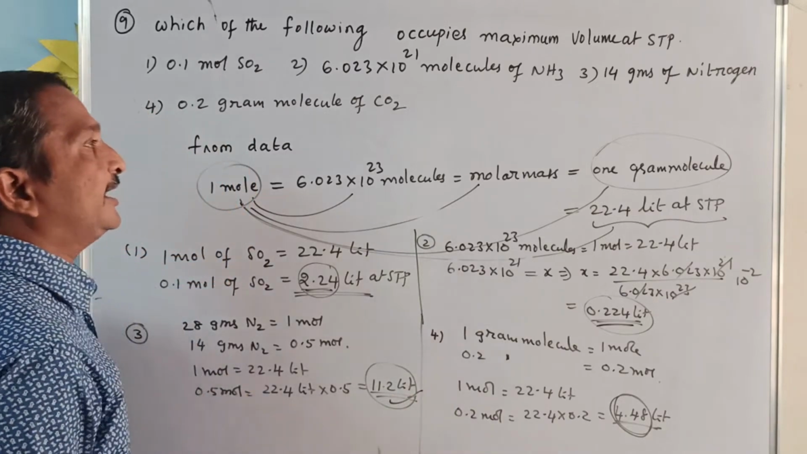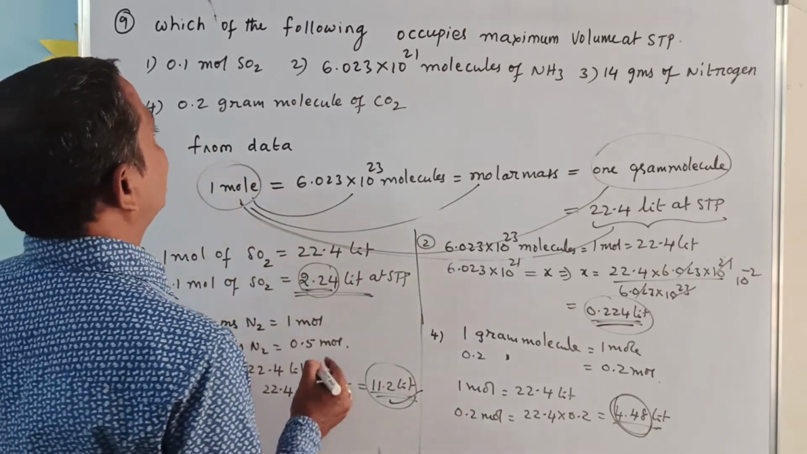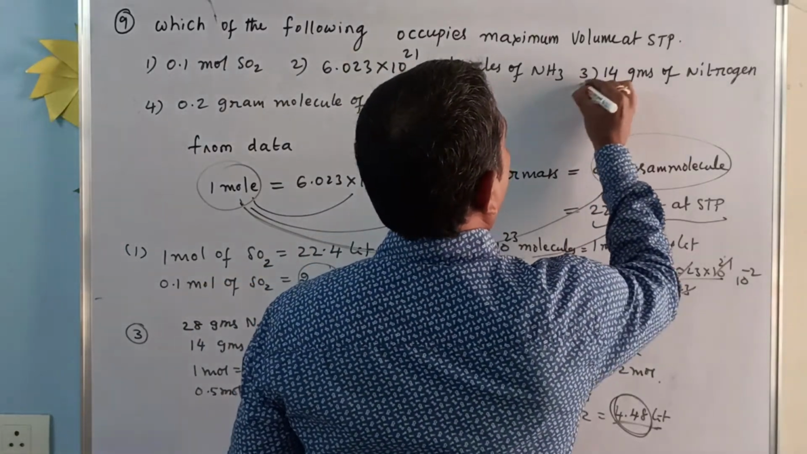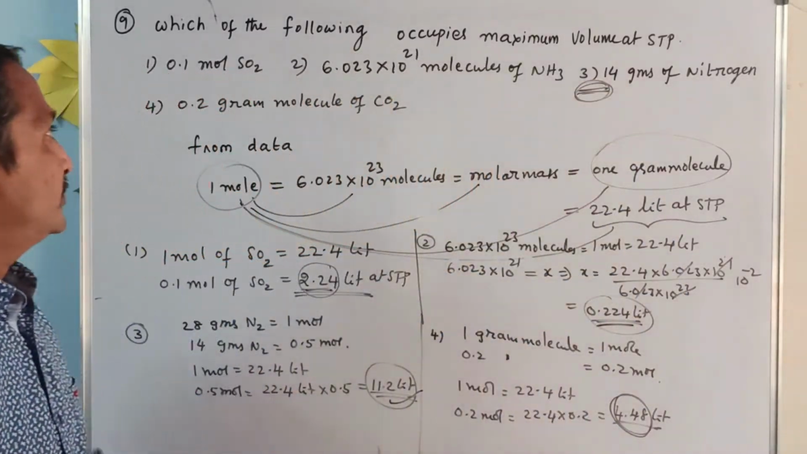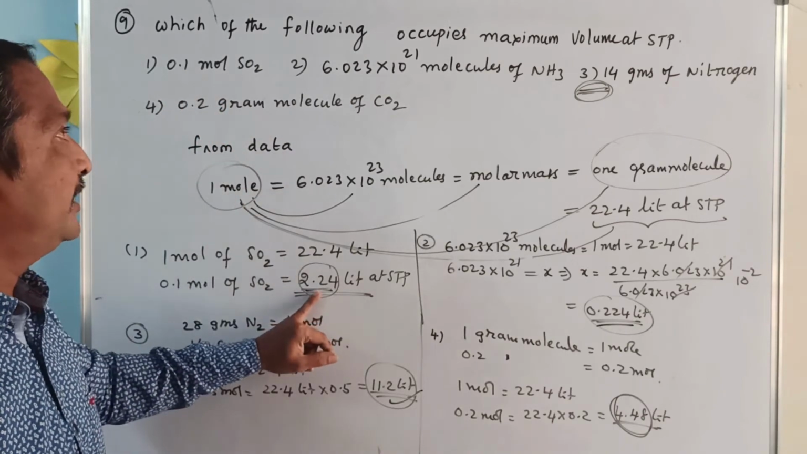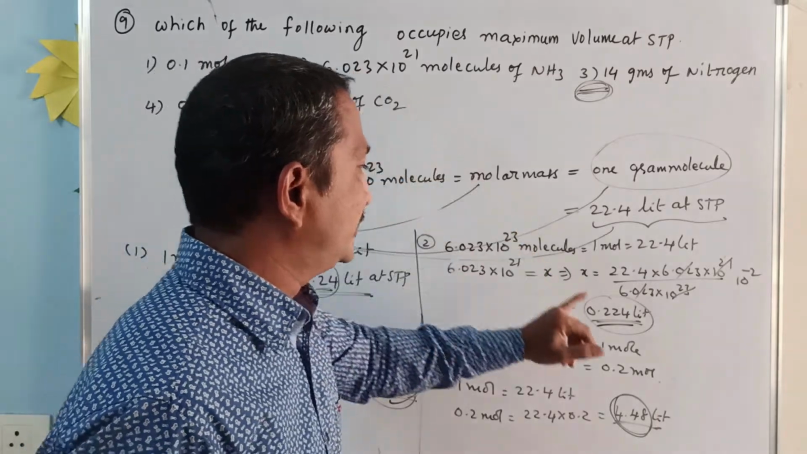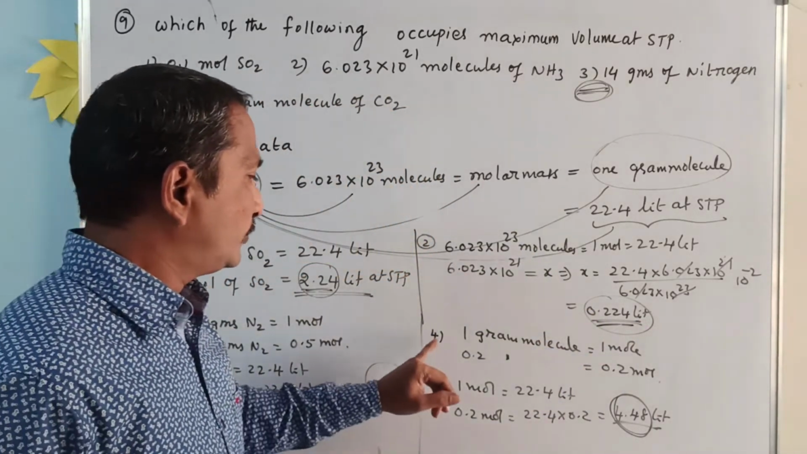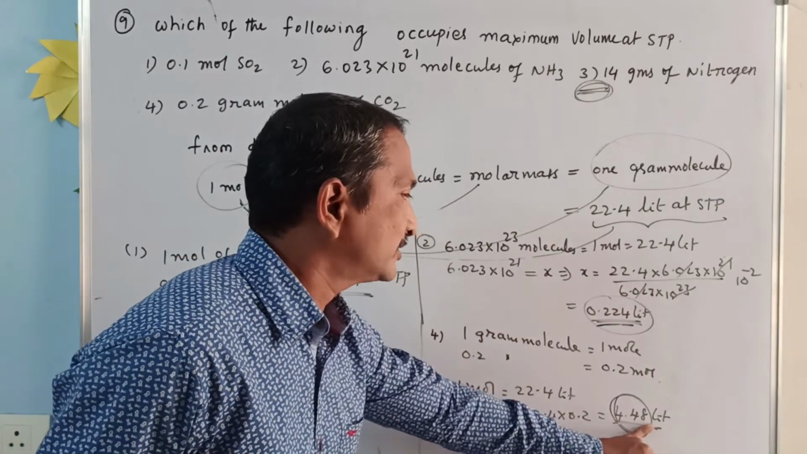11.2 liters is higher. So, the correct answer is 14 grams of nitrogen, which produces maximum volume. Clear all of you? First option occupies only 2.24 liters. Second option occupies only 0.224 liters. Third option occupies 11.2 liters. Fourth option occupies 4.48 liters.